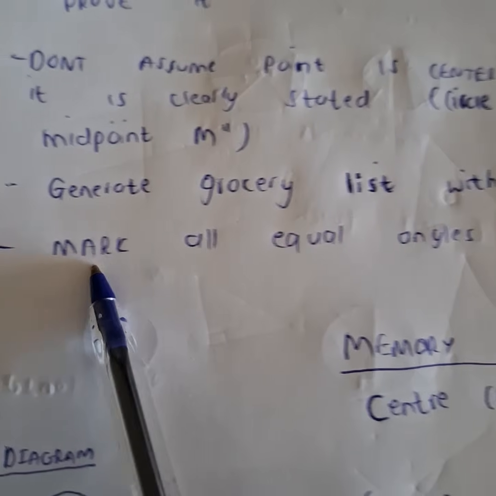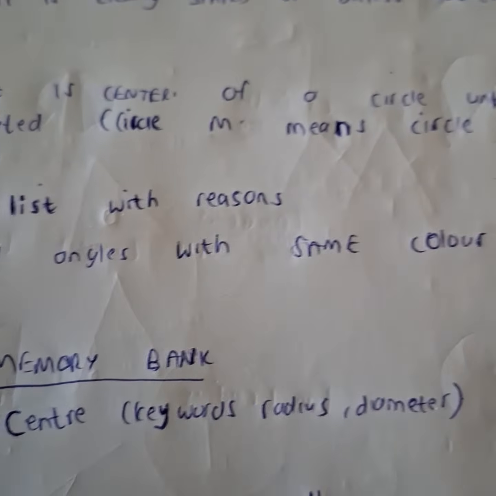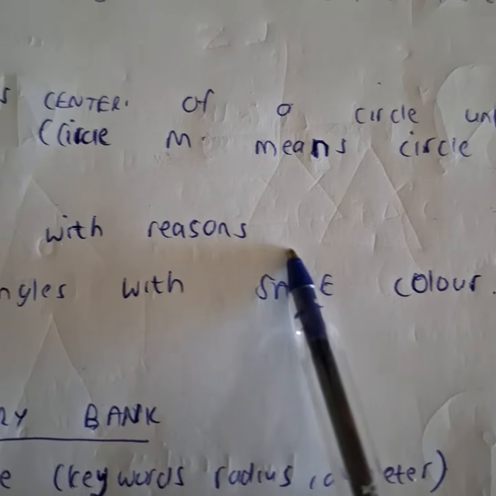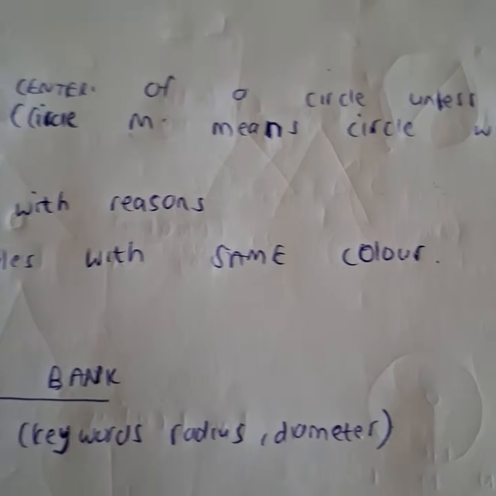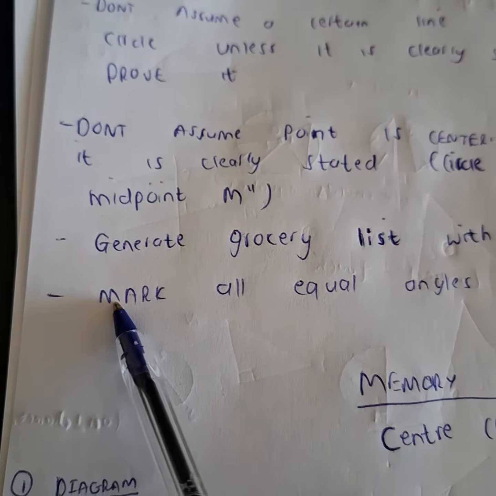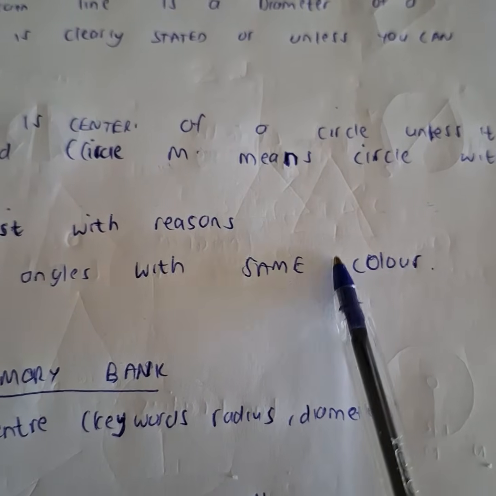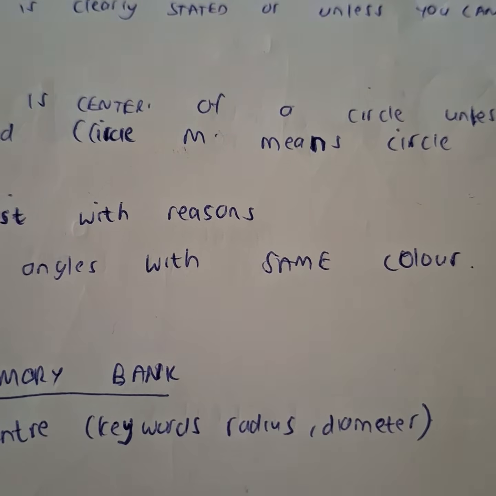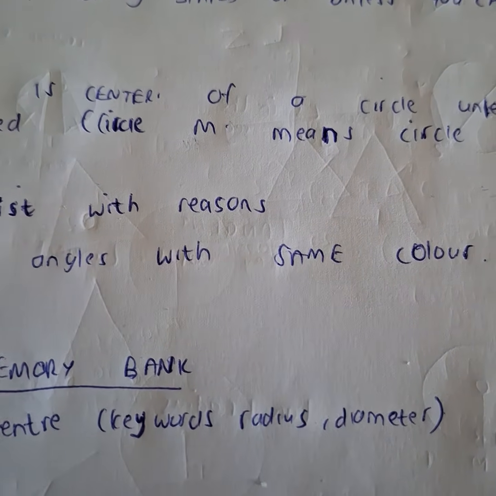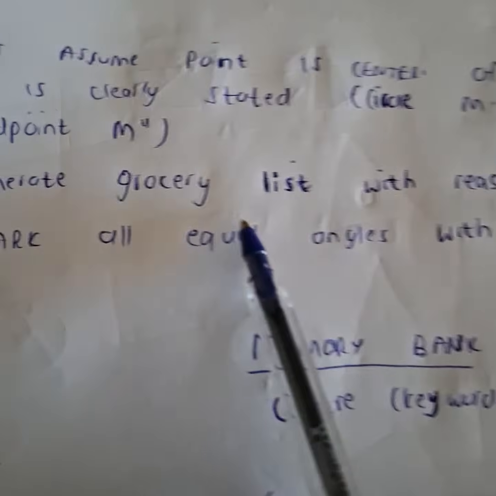Then, very important, mark all equal angles with the same color. So you have the liberty of bringing your colored pencils there so that you can mark equal angles with the same color, if that will be of benefit and help to you. For some people, generating a grocery list may not be necessary, but it may be necessary for some people. So that's a skill you can adopt that can assist you in answering questions. Also, lastly, marking all equal angles with the same color may be helpful for a learner who would be able to derive a whole lot more from the diagram if they used different color pencils to identify equal angles.